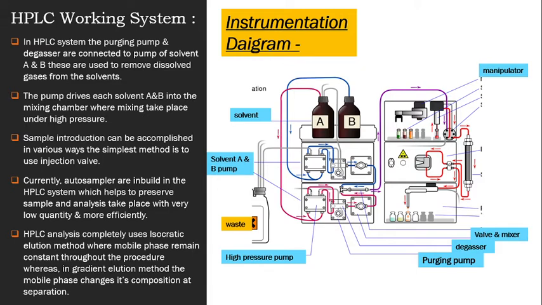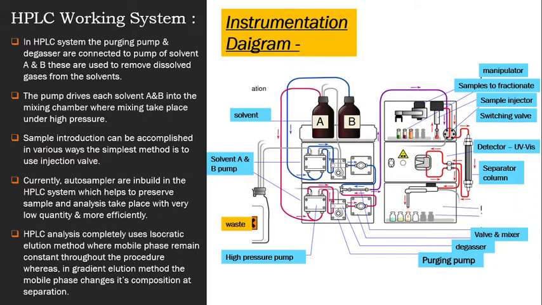HPLC analysis commonly uses the isocratic elution method, where the mobile phase remains constant throughout the procedure, whereas in the gradient elution method, the mobile phase changes its composition during the separation. Once the sample is injected into the autosampler, the switching valve switches its position and the sample then passes through the separator column, where separation takes place efficiently. The eluted component is then passed to the detector, and the detector uses the UV visible method to detect it and interpret the data.